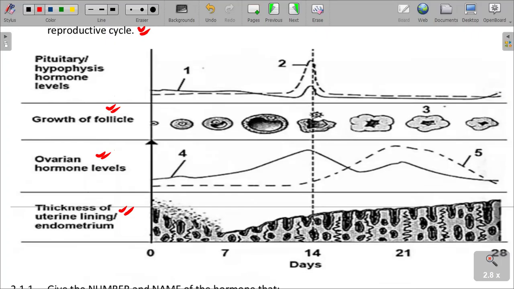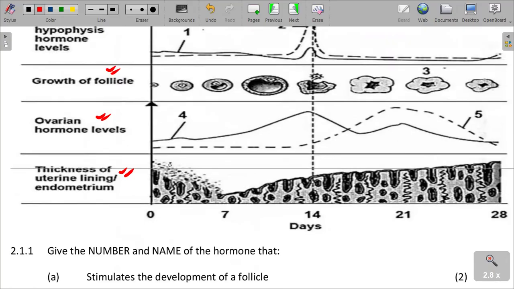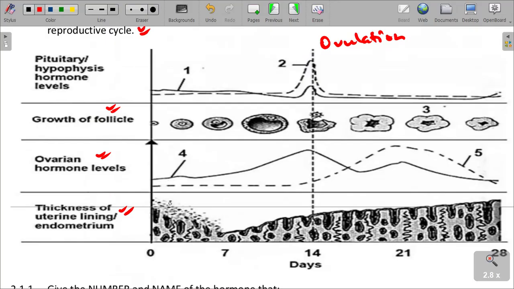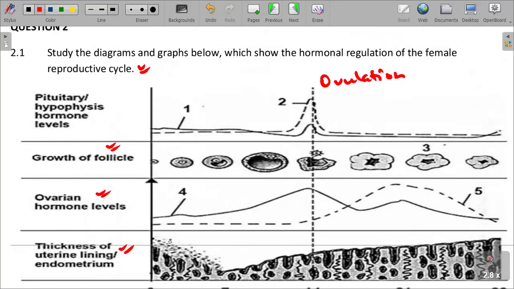So we have got days 0 to 28, and then we are seeing the growth of the follicle. What we can see is where ovulation occurs, as we can see the egg is coming out of the ovaries. And then we can talk about the arrows that are there, showing the hormonal control and the growth of the follicles.